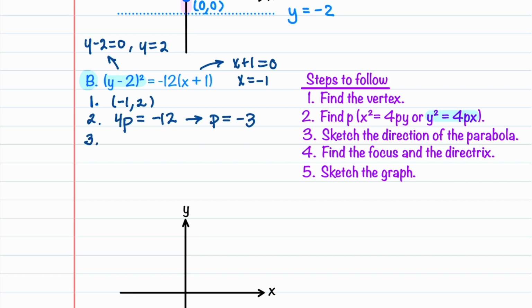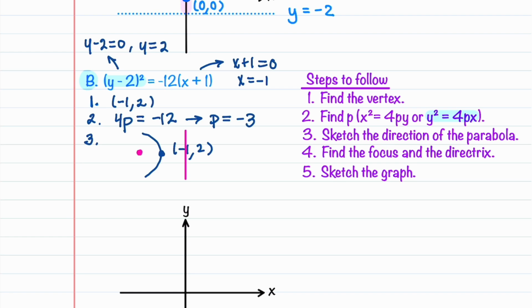Now let's sketch the direction of the parabola. We have a y squared, so it's going to open to the right or to the left, and then p is negative, so that means it's going to open to the left. So let's go ahead and sketch that. We'll put our vertex here as -1, 2, and then our focus is going to be here, and our directrix is going to be back here.